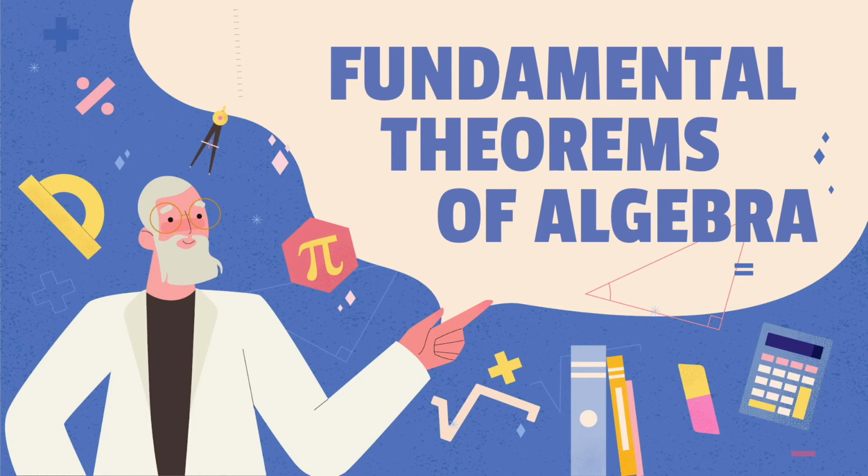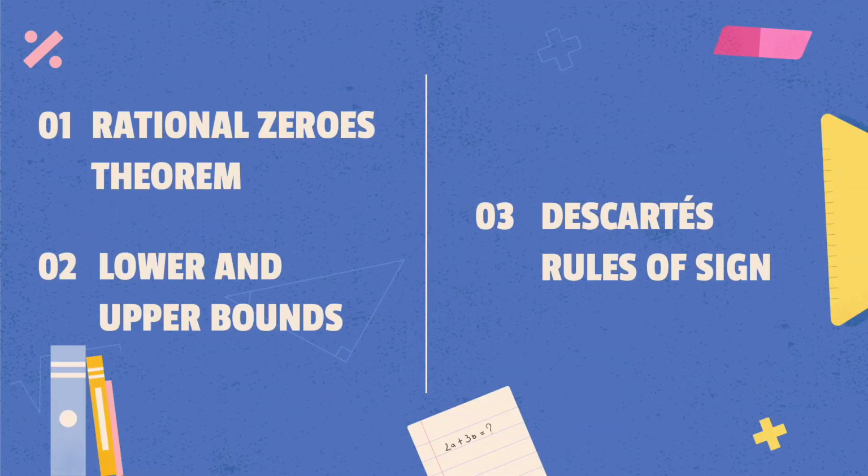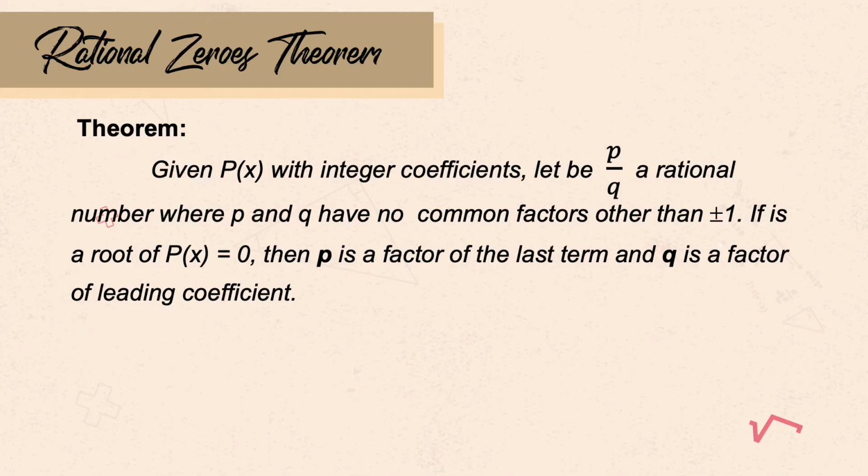The factor theorem tells us that finding the roots of a polynomial function involves factoring into linear factors. In this discussion, we study some algebraic methods that help us find the real roots of a polynomial and thereby factor the polynomial. We begin with the rational zeros theorem.